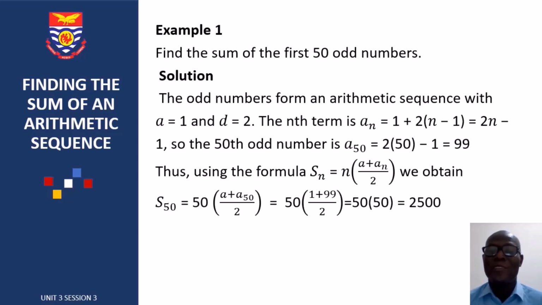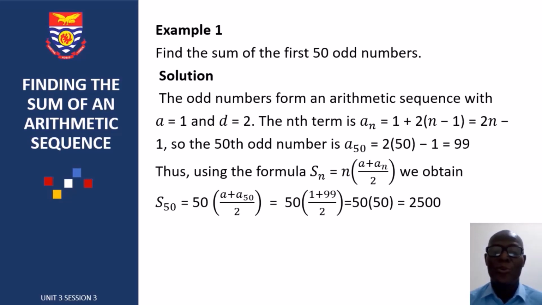So for us to find the 50th odd number, we substitute 50 in place of n, so that A subscript 50 is equal to 2 multiplying 50 minus 1, which gives 100 minus 1, which is equal to 99. So we now know our 50th odd number, which is 99, and we know the first odd number, which is 1. So hence we use the formula S subscript n is equal to n(A plus A subscript n) all over 2.